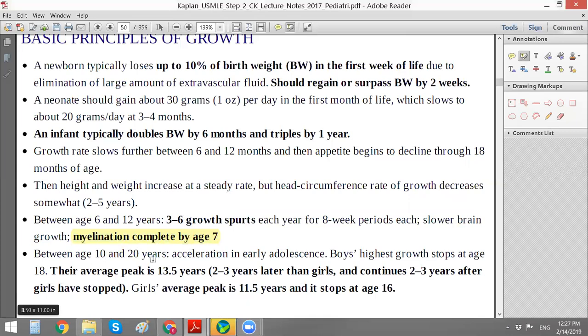Between age 10 and 20, there is acceleration in early adolescence. In boys, growth stops at age 18, and their average peak is 13.5. Girls' average peak is 11.5, that's 2 years less, and growth stops at age 16, 2 years less. So 11.5 and 13.5.